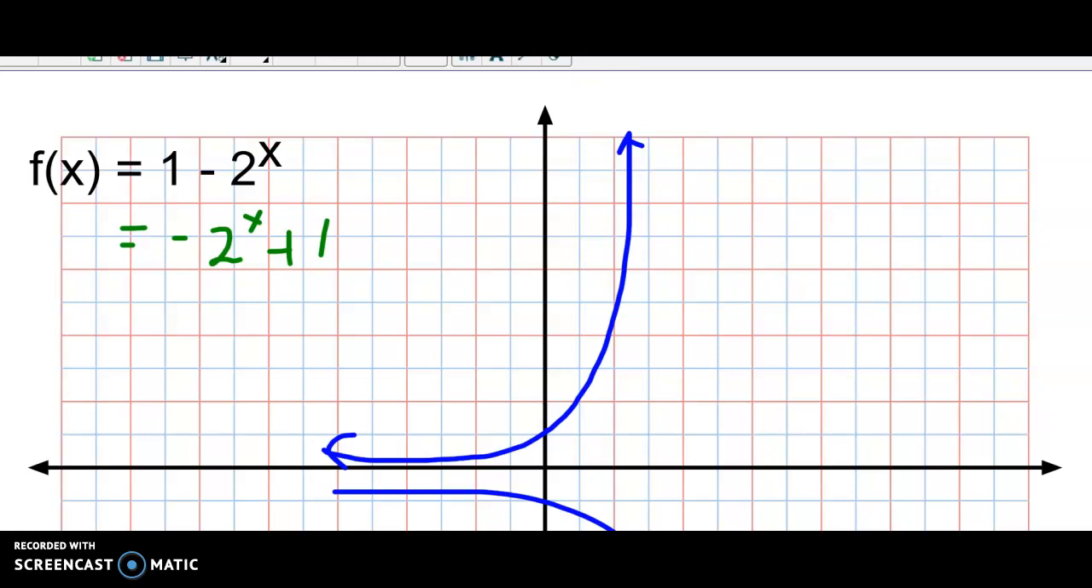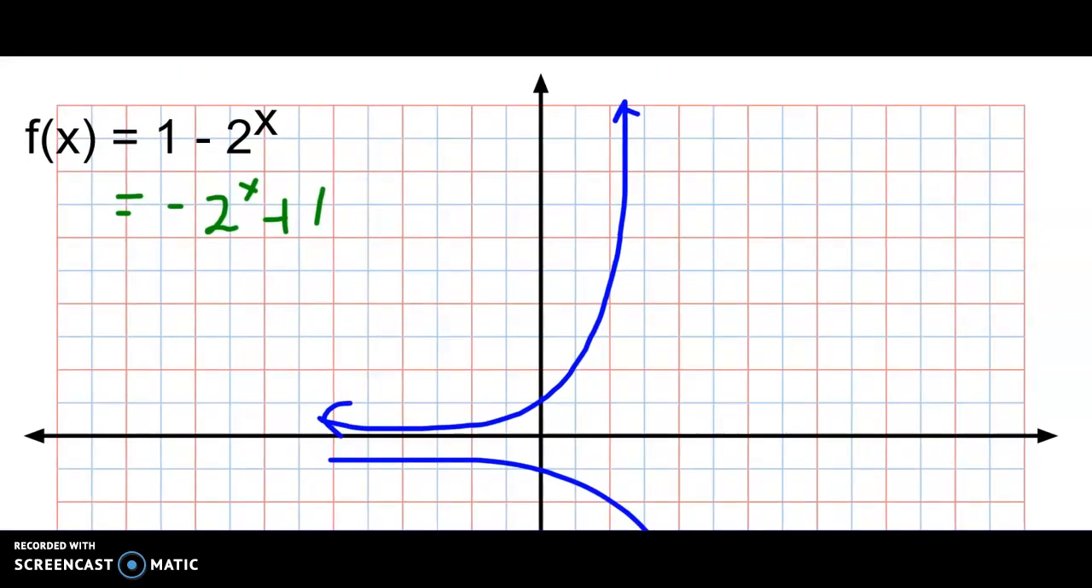Okay, so we were graphing this. Hopefully you got it graphed in your notes. But we know what 2 to the x looks like. That's what I have here. The negative flips it upside down, right? Reflects it across the x-axis, and that's what we did here. And then the +1 should move it up 1.